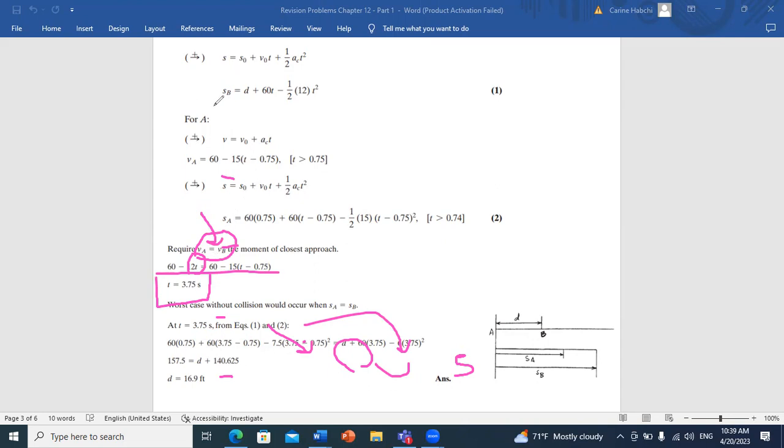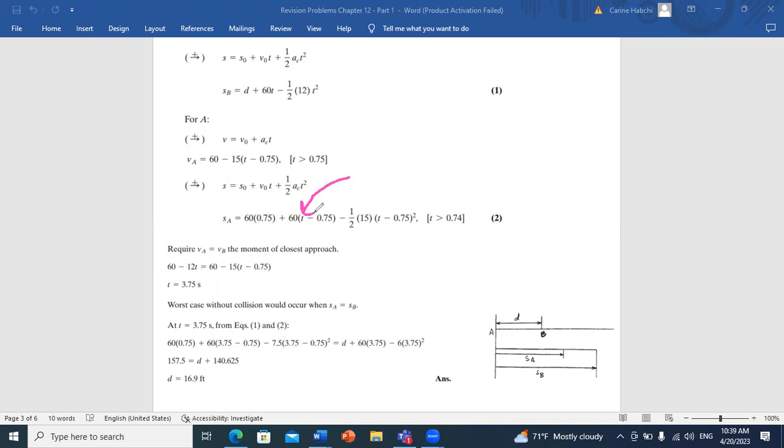SB, in the motion relation of SB and SA, to get then the value of the distance. You know that at this instant, once you get the time T, you can replace here, then you get SA. Since they meet each other, SA becomes equal to SB. So at this time SA will be equal to SB. So once you replace time here, you can get the value of SA. And saying that SA is equal to SB at this time, you can get the minimum value for D.